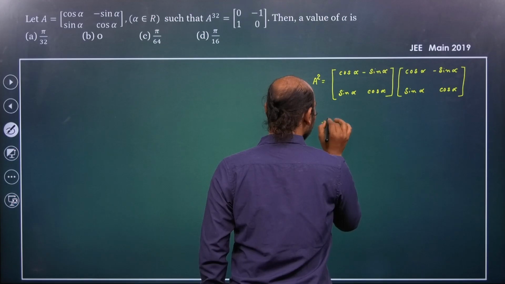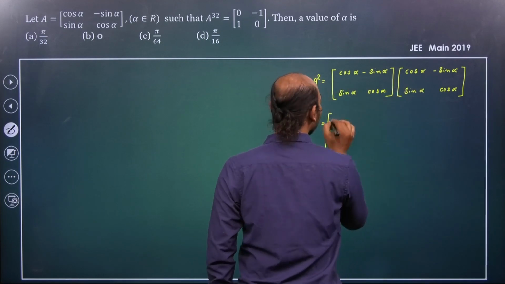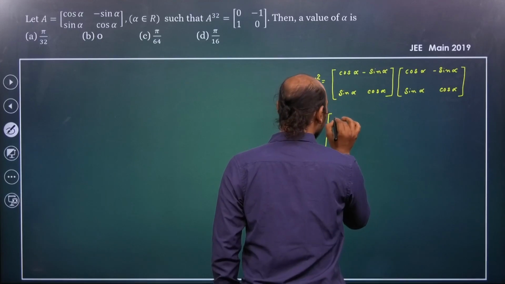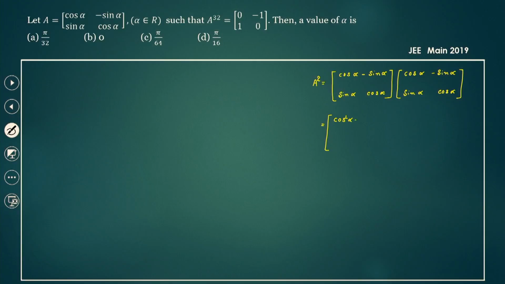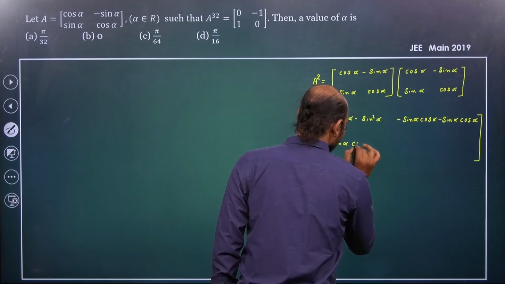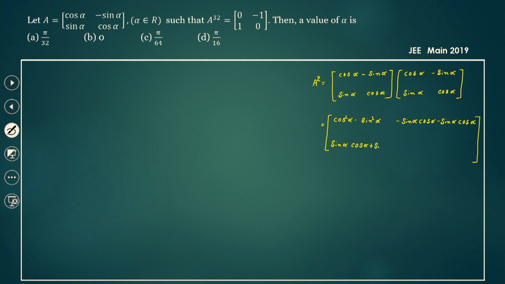Let's go ahead and multiply. We'll get cos square alpha minus sin square alpha. Then we have minus sin alpha cos alpha, then again minus sin alpha cos alpha. If I multiply again, we get sin alpha cos alpha plus sin alpha cos alpha, and here we'll get cos square alpha minus sin square alpha.